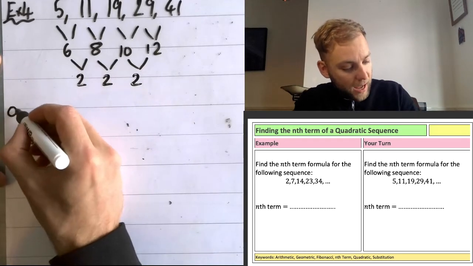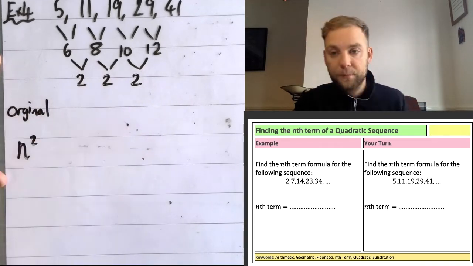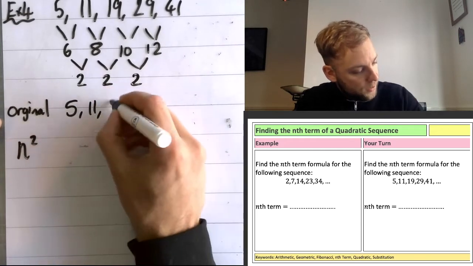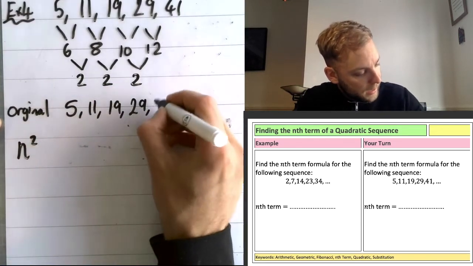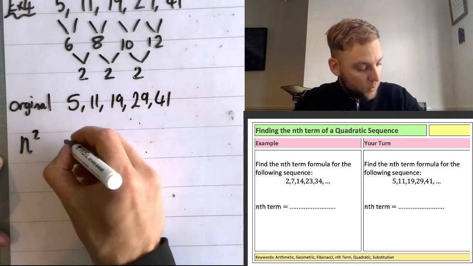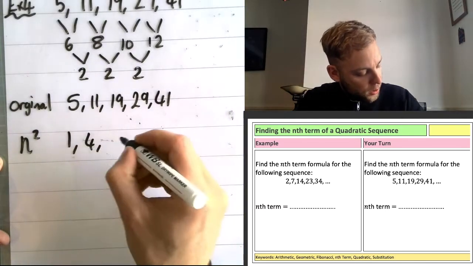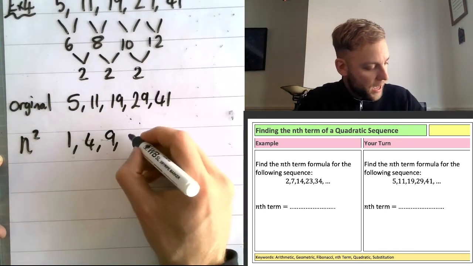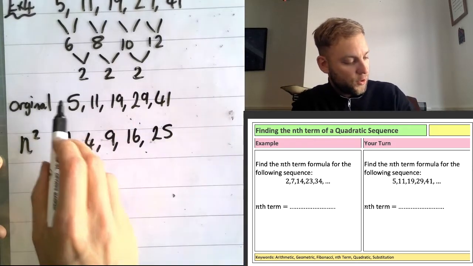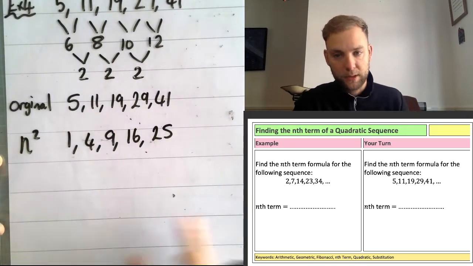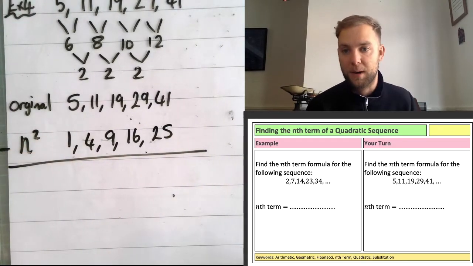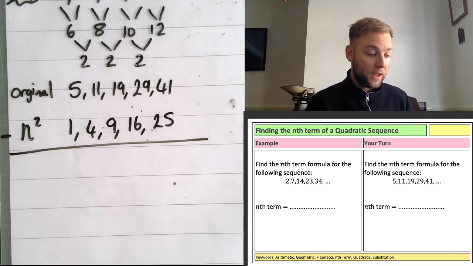I also need to write out my original sequence. So my original sequence is this one: 5, 11, 19, 29, 41. My n squared sequence is 1 squared is 1, 2 squared is 4, 3 squared is 9, 4 squared is 16, 5 squared is 25. So first, second, third, fourth, fifth term. Brilliant. Then I'm subtracting these, remember, my n squared away from my original.